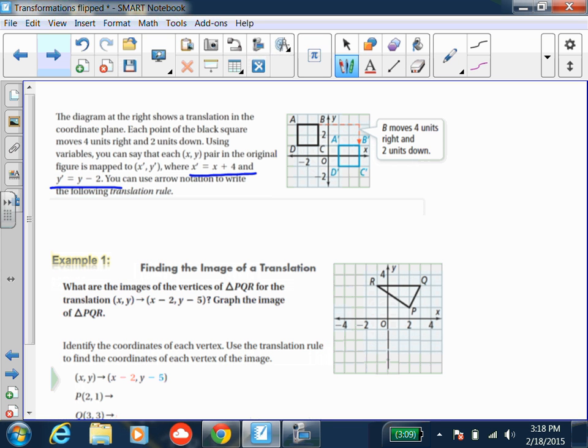in what we call an algebraic rule, and we can say (x, y), and we put our little arrow, (x + 4, y - 2). And that just tells us for every x value we're going to add 4 to it. We're going to move it to the right 4, and for every y value we're going to subtract 2, so we're going to move it down.